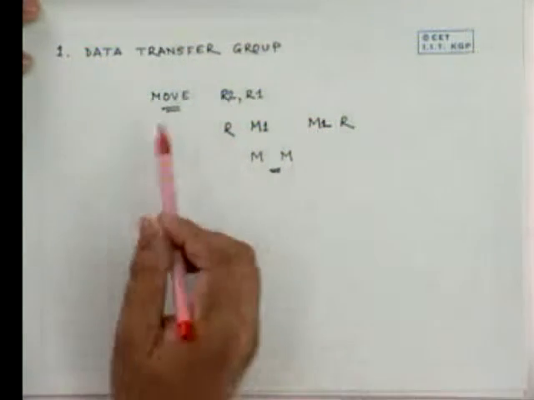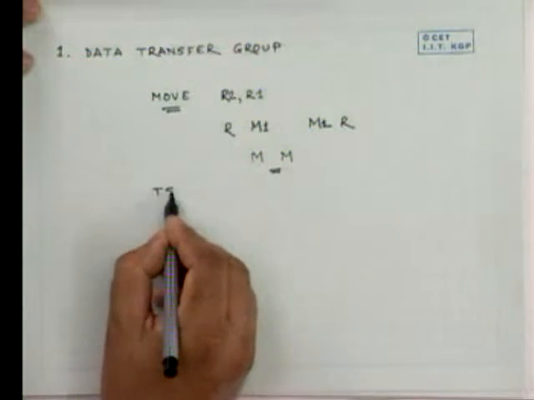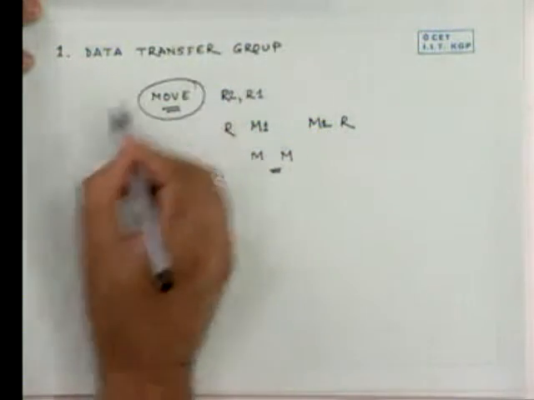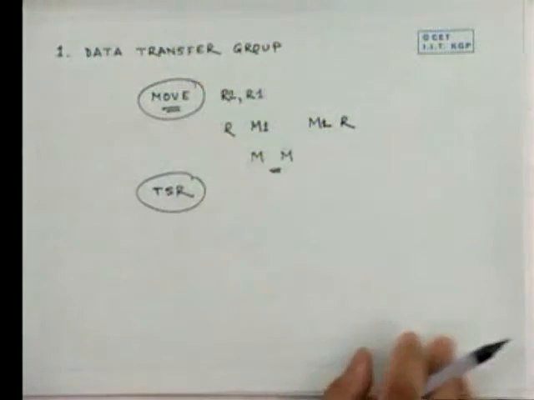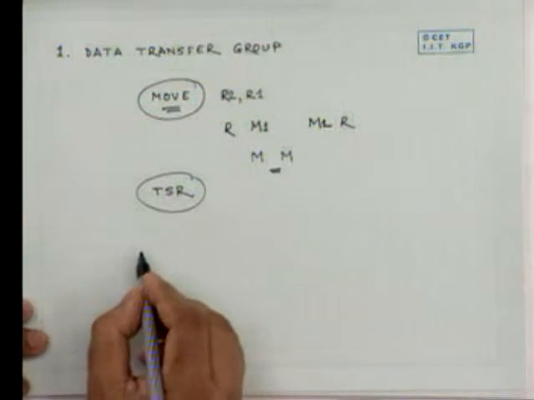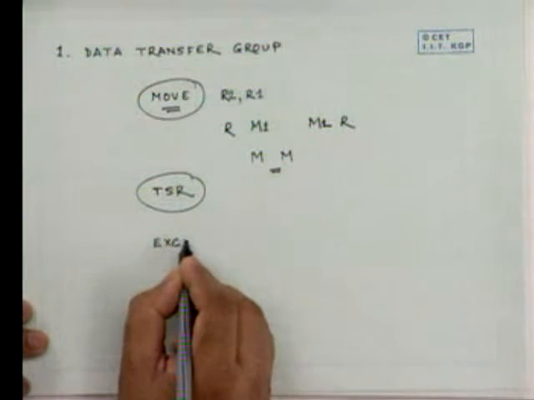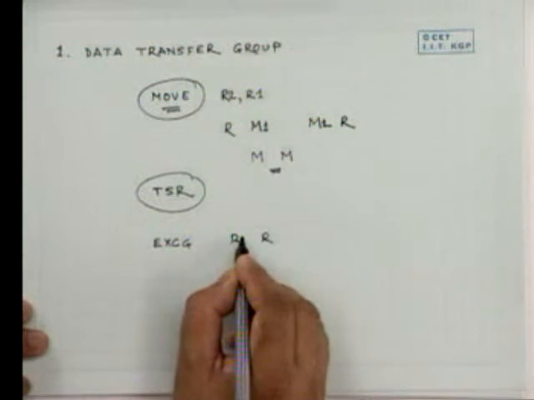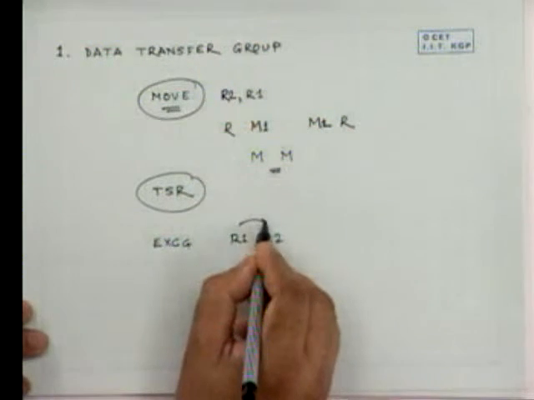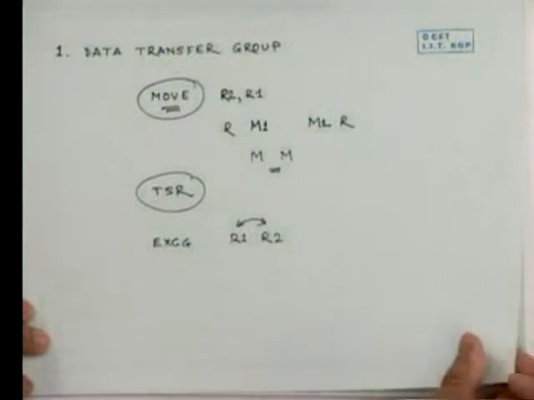For example, instead of move, some machine can also say transfer, say TSR. I am talking about assembly language; the corresponding machine language code will exist, therefore we talk in terms of assembly language only. Sometimes there are exchange instructions. For example, if you say exchange R1, R2, that means data between R2 and R1 is exchanged. That also falls under the data transfer group. Now that's our data transfer group.